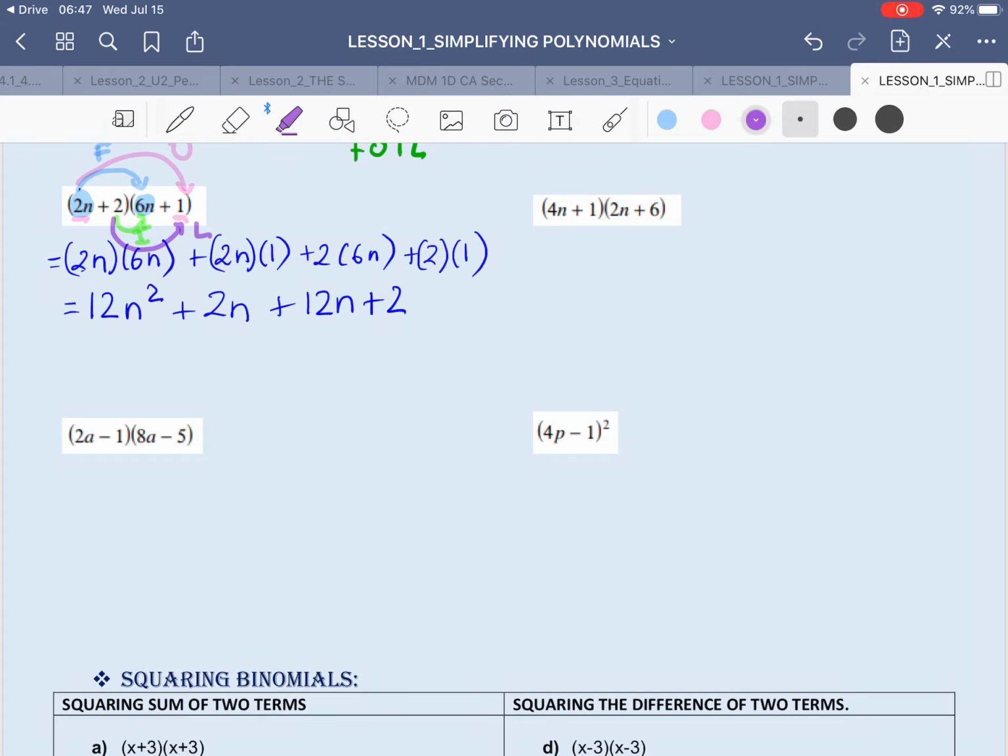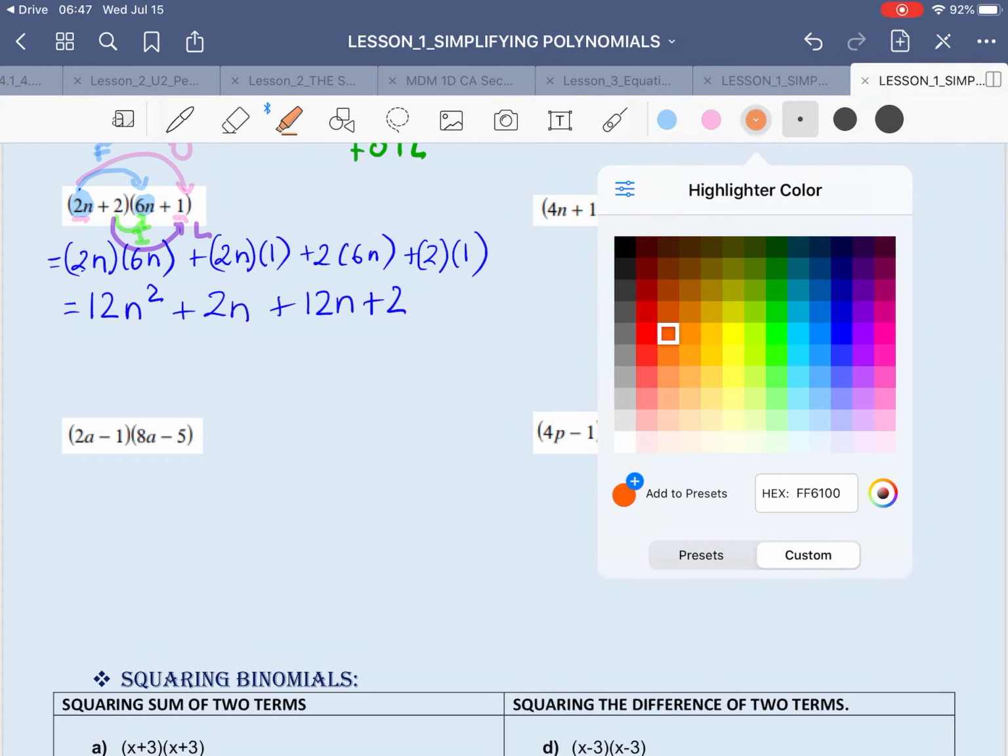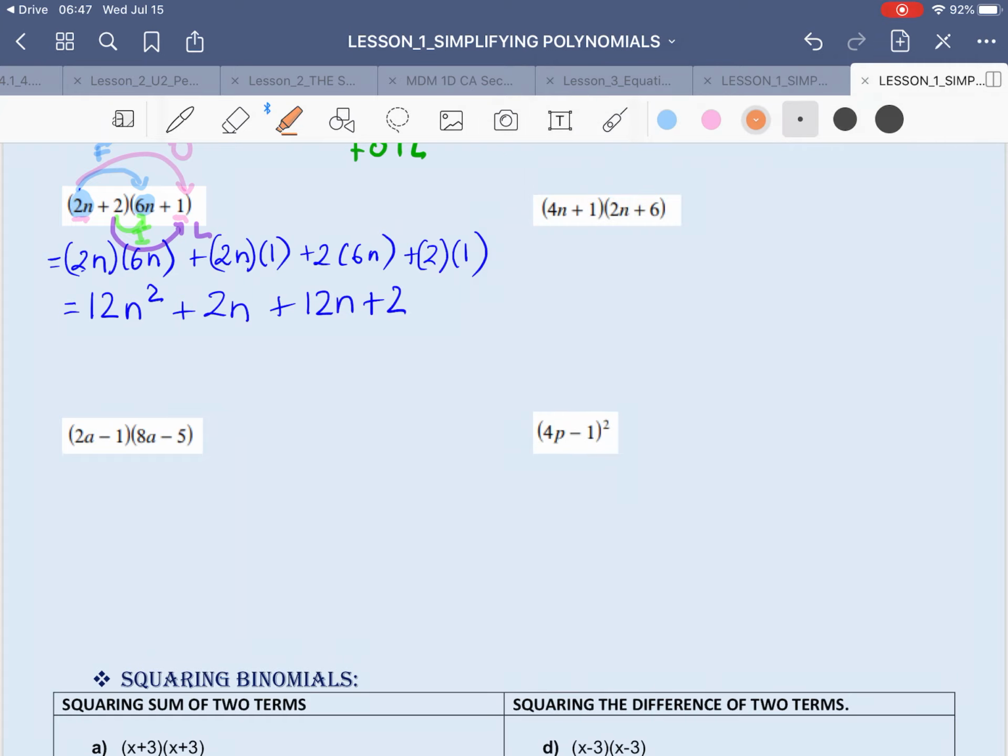And now we have to look for like terms. I see that here we have two like terms. The terms 2n, and 12n.